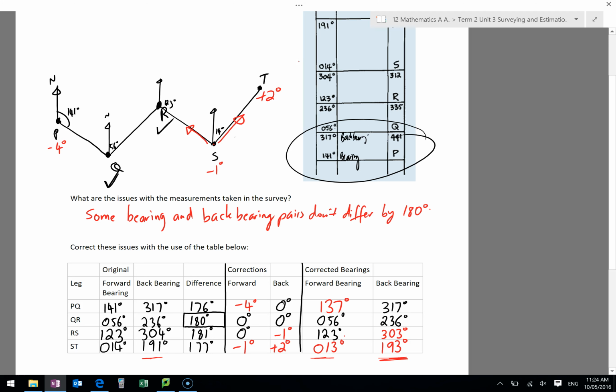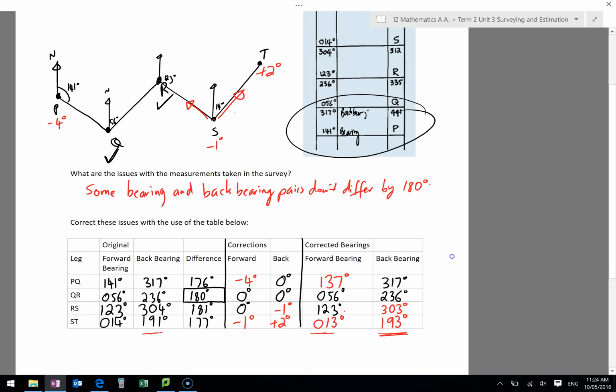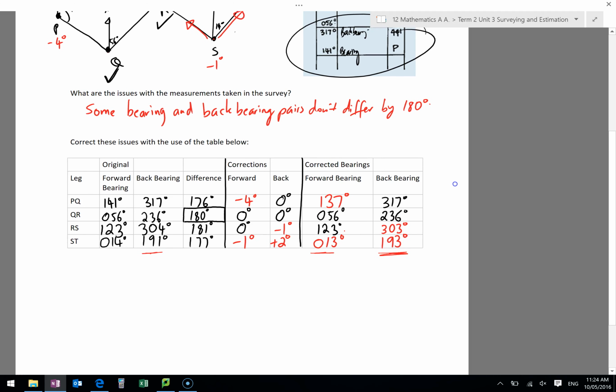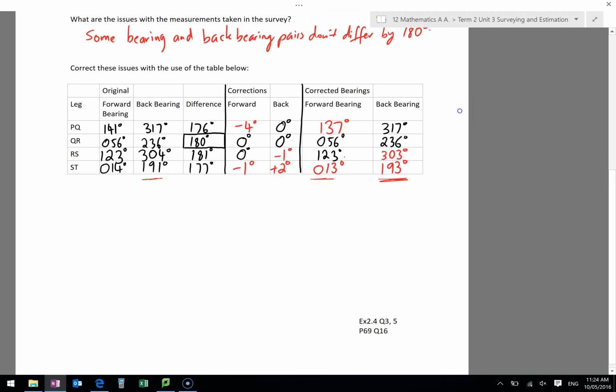So what we've been able to do is identify that there's no local attraction at point Q or point R. A local attraction means that the compass needle isn't attracted, doesn't want to move towards something like a mountain or some set of power lines. And we've been able to correct the traverse.